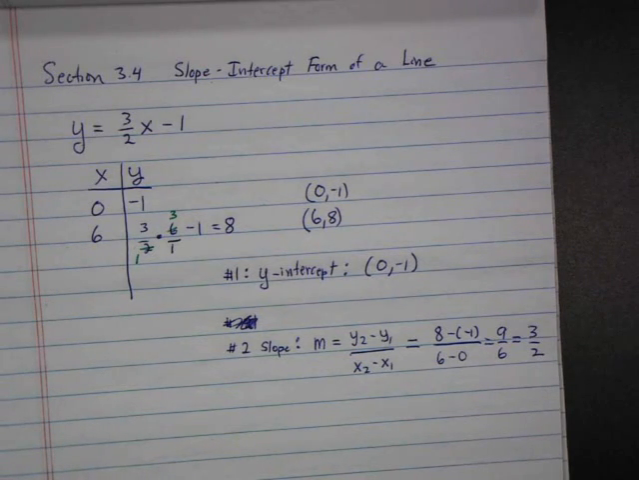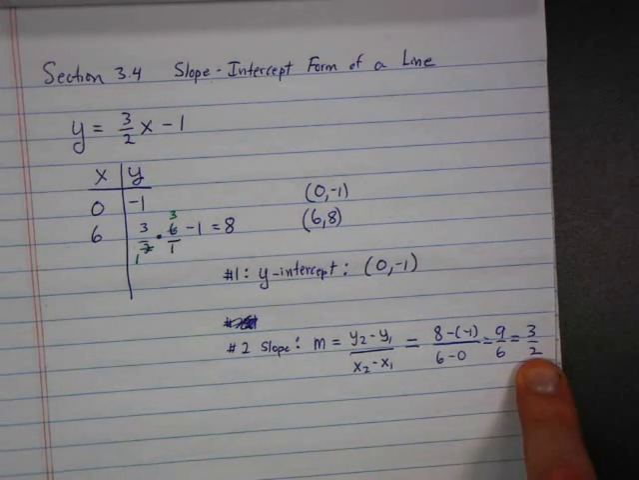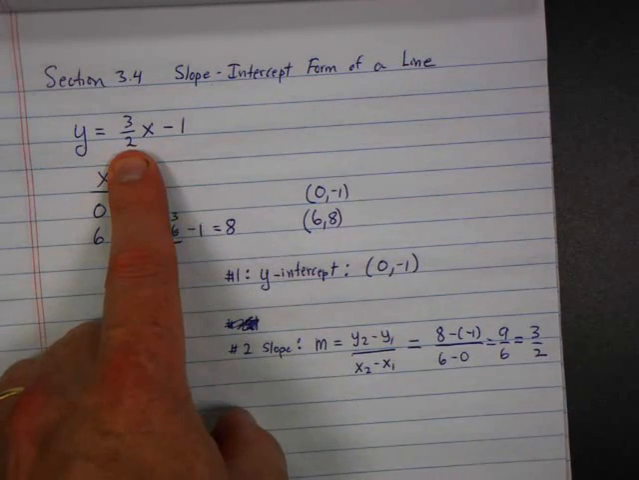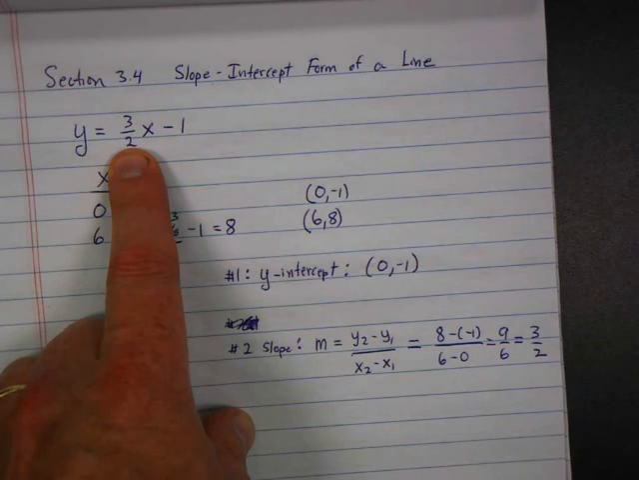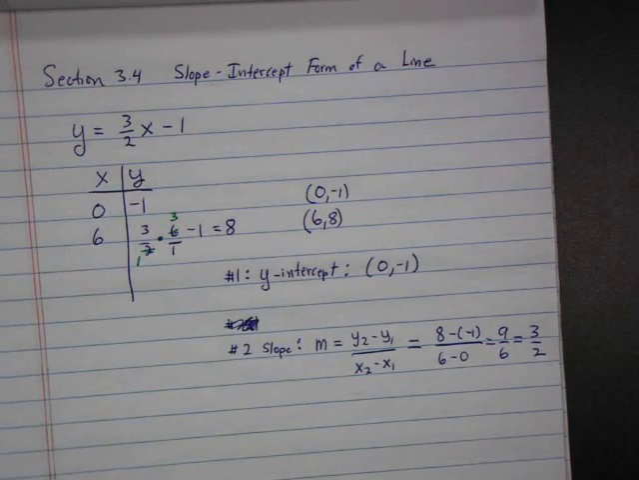Another happy coincidence that our slope turned out to be 3 halves, and we had that number 3 halves right there. We're not that lucky, are we? All right, so what's the moral of the story here?